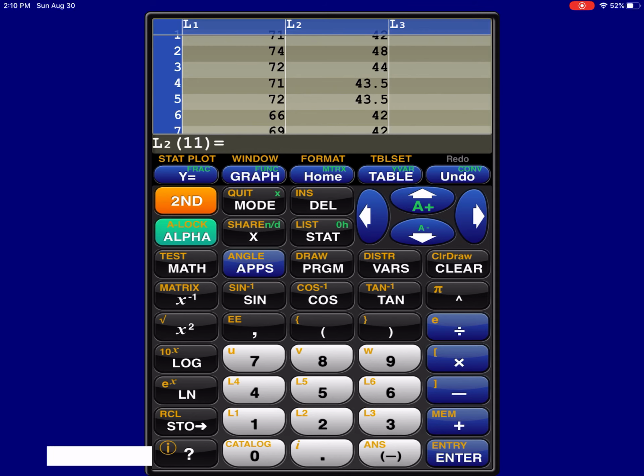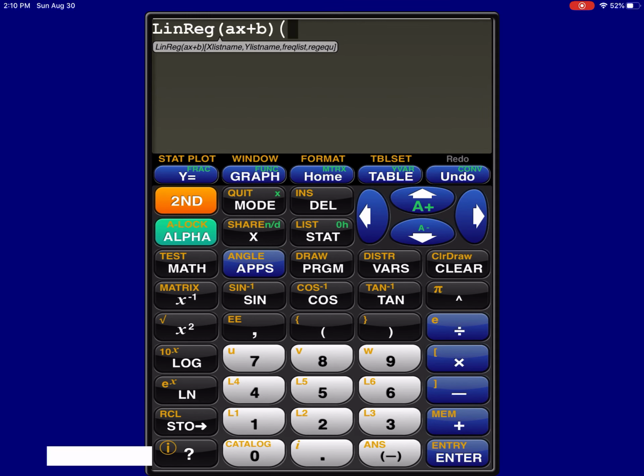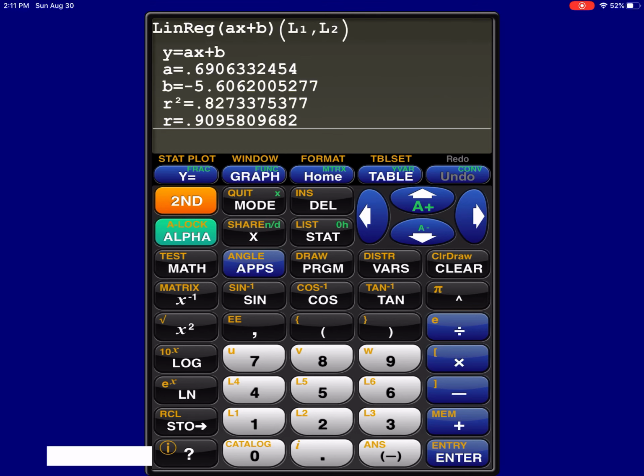So we're going to do stats again, and we're going to go over to CALC. You want to go to option 5, LinReg (ax+b), press on that, and you're going to do second L1, comma, second L2, because we have to tell the calculator that the data set we want to apply the regression analysis on is the L1, L2 data set. Press enter. Okay, so we get all this here.